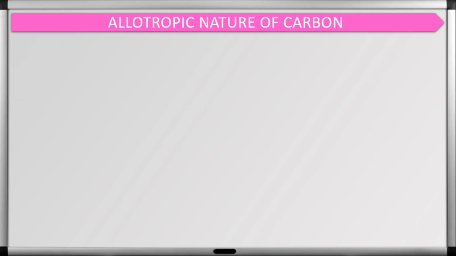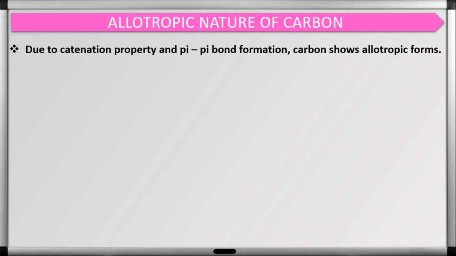Carbon shows allotropic nature because of the pi-pi bonding and its property of catenation. Due to the catenation property and formation of pi-pi bonding, it shows the allotropic forms. We looked at the structures of diamond, graphite and fullerene in the previous lecture also. First of all here we look at the classification in chart format.